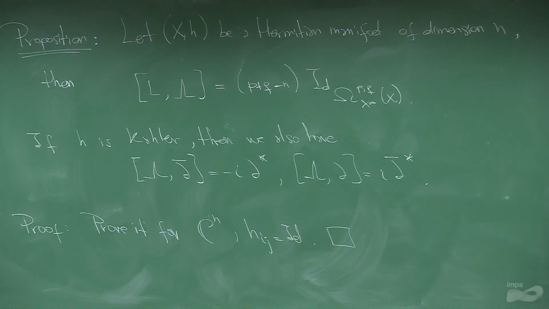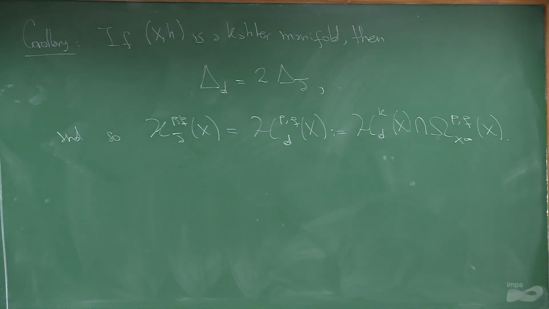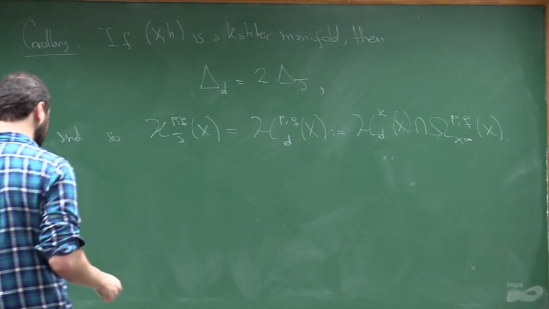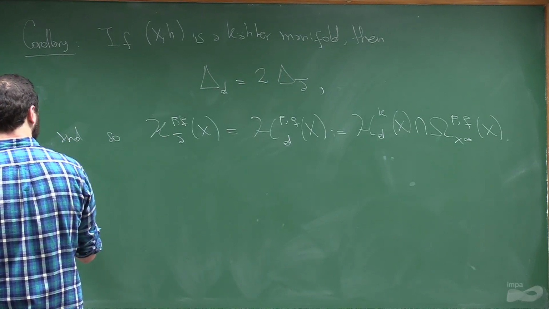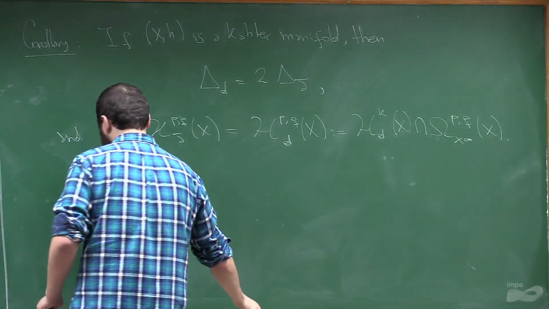This is by definition the intersection of the harmonic k-forms with the p,q forms. The p,q forms that are harmonic with respect to the d Laplacian. Okay? So let's do the proof here.